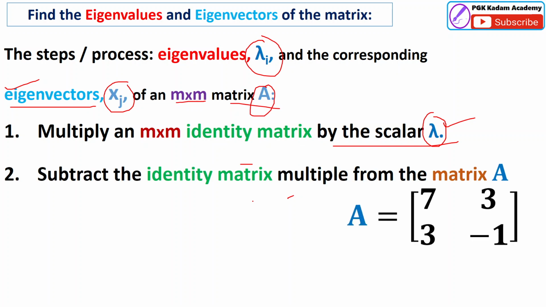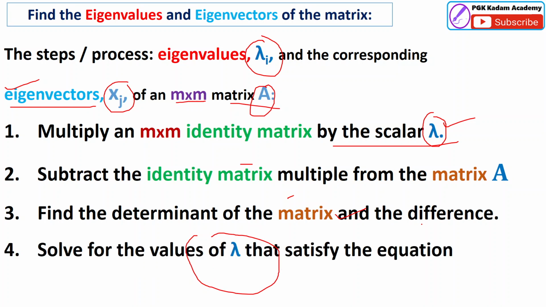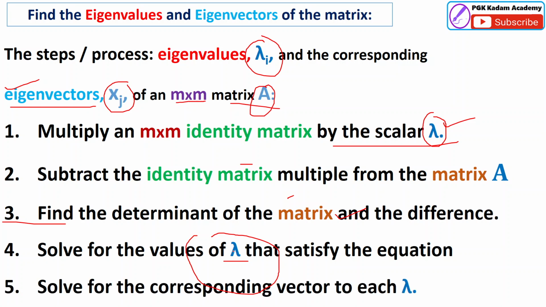The next step is what? We have to subtract the identity matrix multiple from the matrix A. After that, the next step is to find the determinant of this difference. Then we solve for the values of lambda that satisfy the equation obtained from the last step. Those values are nothing but the eigenvalues.